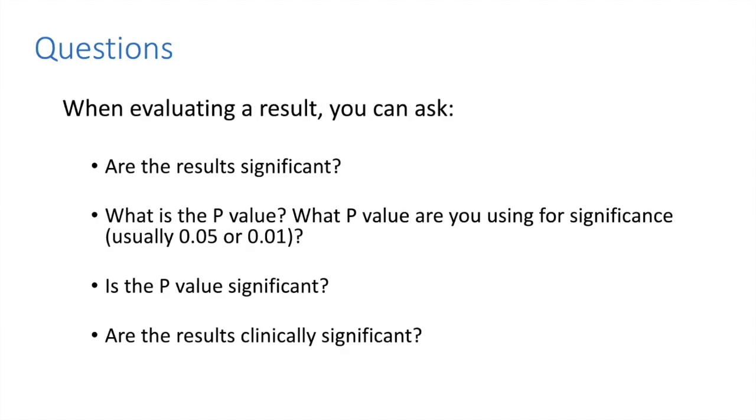In this module, we have discussed statistical significance and p-values in experiments. So when evaluating a result, you can ask the researchers these questions. Are the results significant? What is the p-value? What p-value are you using for significance? It usually can be 0.05 or 0.01. Is the p-value significant? Are the results clinically significant?